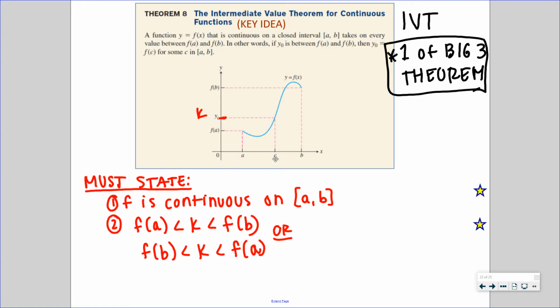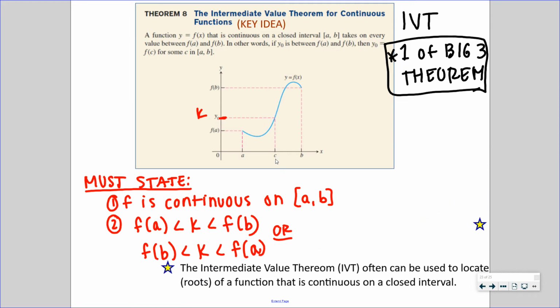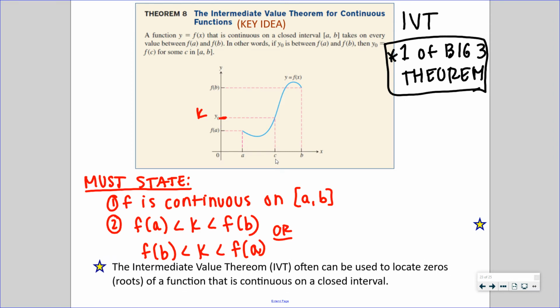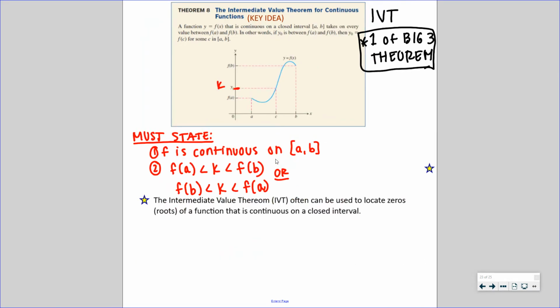Other things I'd have you write down about the intermediate value theorem is it's often used to locate zeros, okay? Basically, this is easy to detect because they're going to give you an output that's negative on your interval and an output that's positive on your interval, and 0 obviously lies between negative 10 and 10, so therefore there's some number that would give us an output of 0.